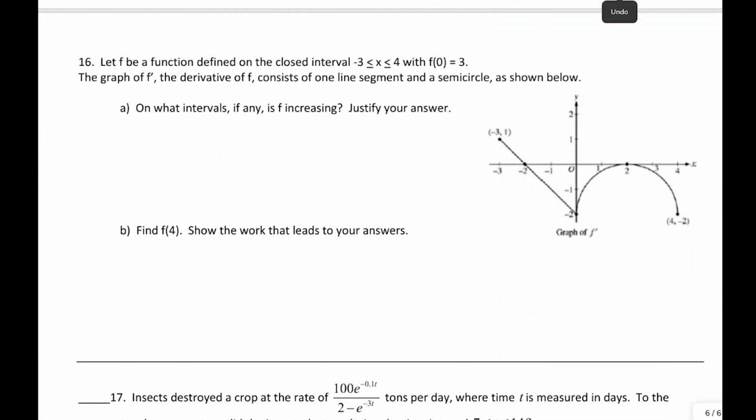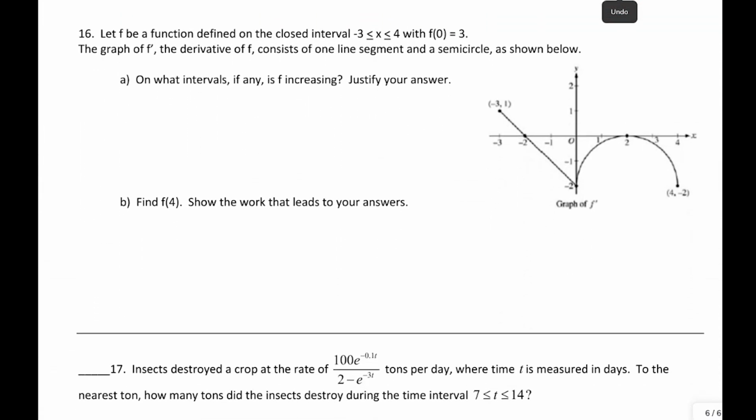Number 16, let f be a function defined on the closed interval between -3 and 4. Okay, so -3 here, 4, so the whole thing that we see here. And f of 0 equals 3. Okay, the graph of f prime, the derivative of f. Just let's make sure that we're clear here. This is the graph of f prime, not of f. And it consists of a line segment and a semicircle. On what intervals, if any, is f increasing?